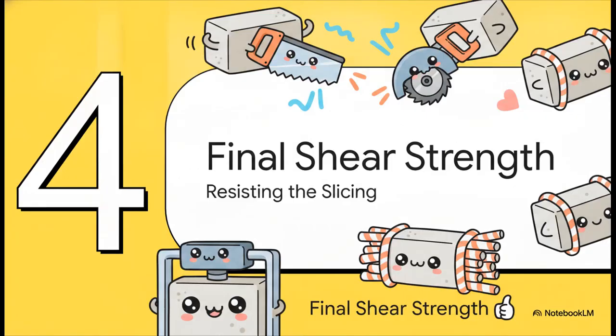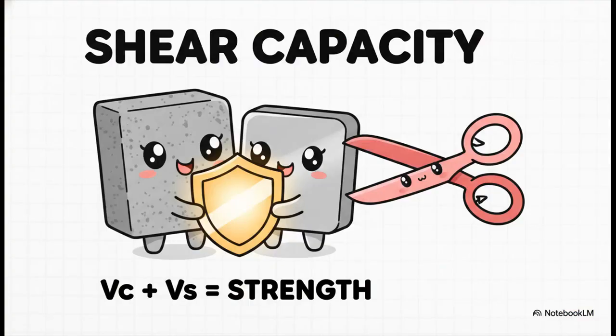Finally, Section 4, Checking Final Shear Strength. Remember that hidden battle we talked about? Surviving the bending is only half the fight. We still have to resist the slicing. CalcBook handles shear capacity beautifully because it treats it as a true team effort. The total shear capacity of our beam is the combination of two things working perfectly together.